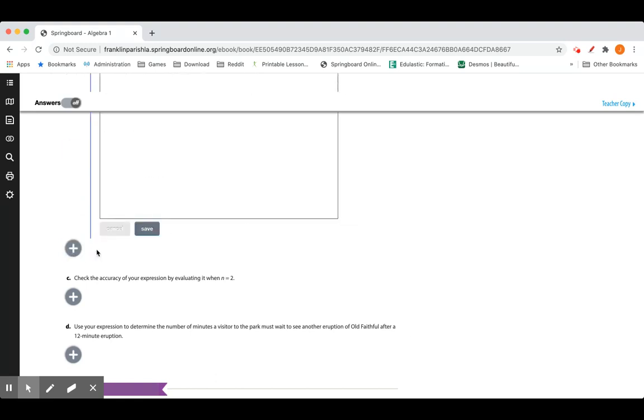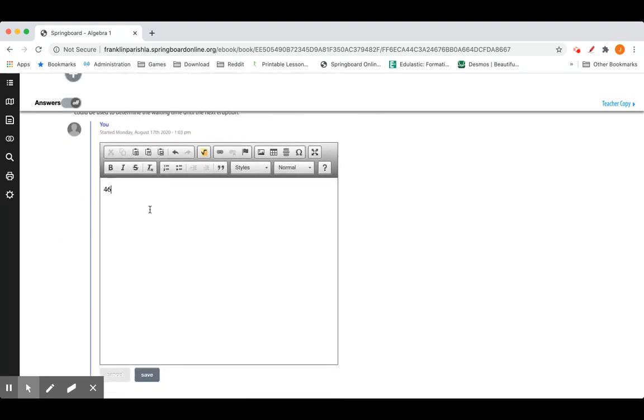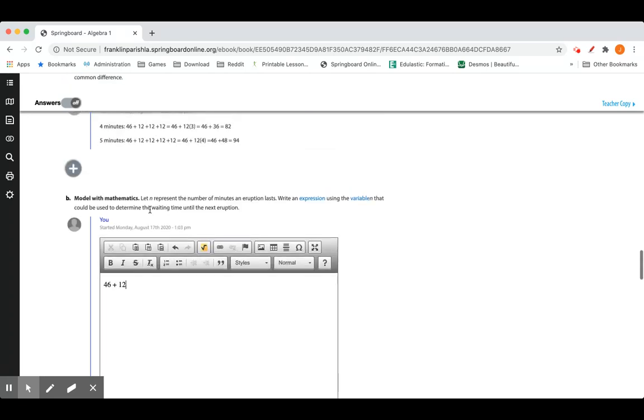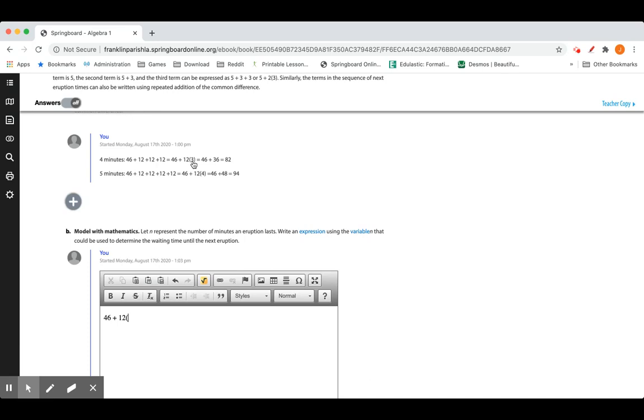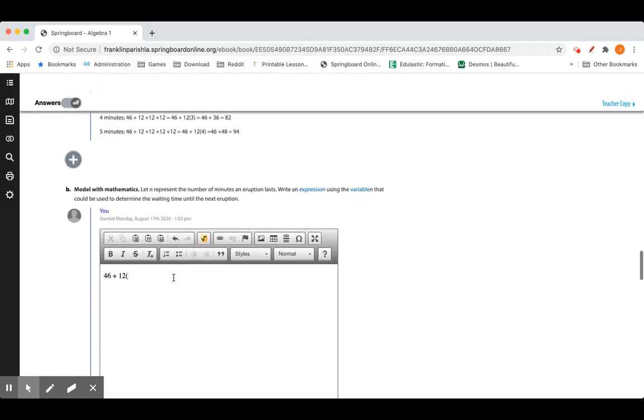So let's see. We know our starting point is 46. All starts there. And we know that we're going to add 12 to it. And the number that we multiplied times 12 was the number of minutes, but not exactly. It was minus 1 because we already had that first minute accounted for as 46. So it would be the number of minutes, variable n, minus 1. It would look like that. 46 plus 12 times n minus 1.